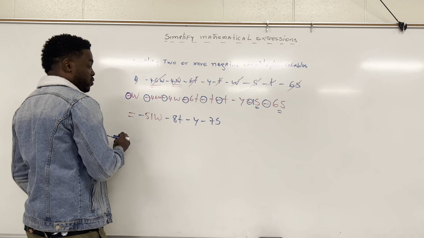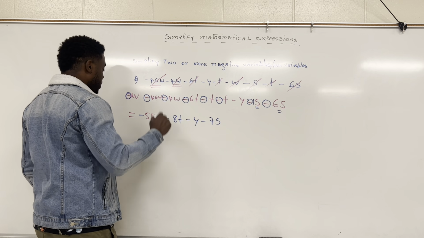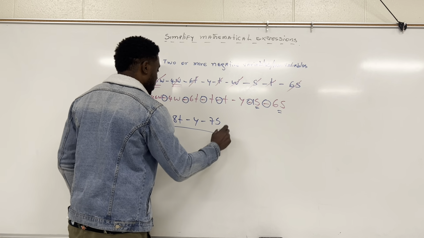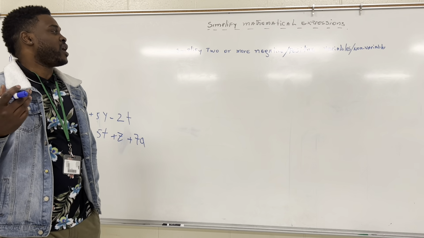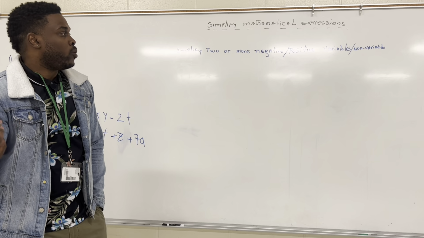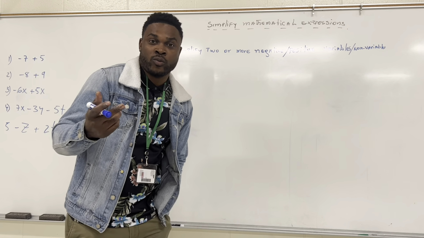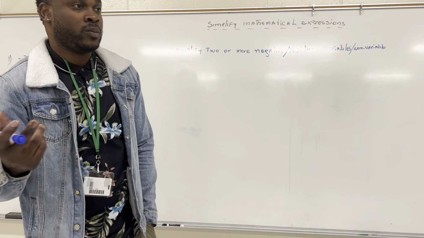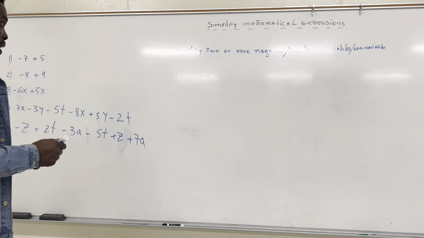If you want, you can rearrange them in terms of the variables, but it doesn't matter. We can just leave it that way, right? So this is the answer. We are going to simplify 2 or more negative variables and or non-variables, right? So on the left here we have a couple of examples.